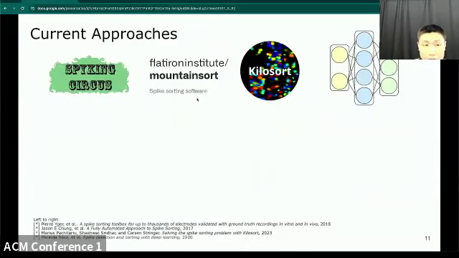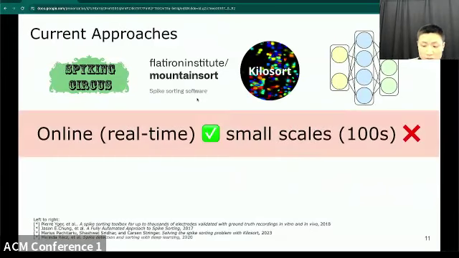Now, with all these difficulties, modern spike sorters today have two main deficiencies. The first one is that if they operate online, they only do so on small numbers of channels using a limited subset of what's available.